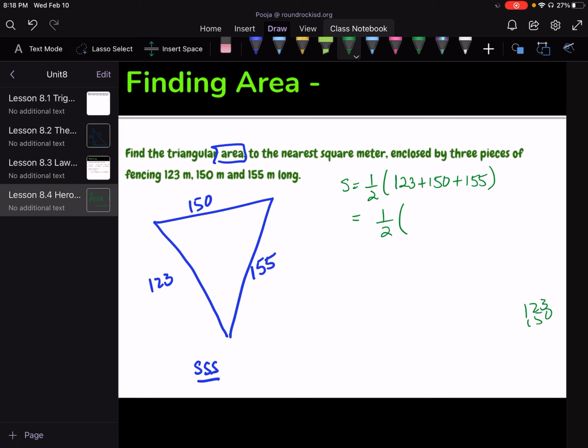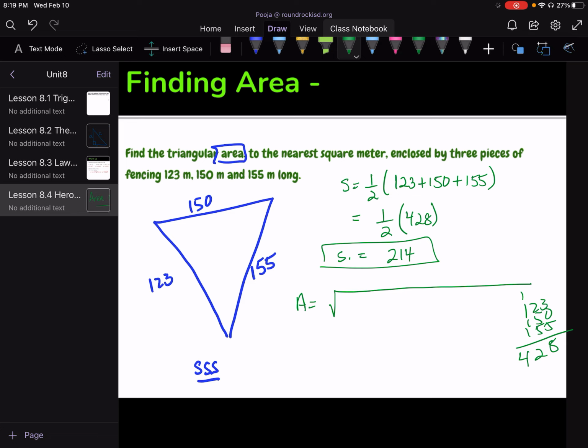123, 150, 155, that adds up to 428, and half of that will be 214. Once I have figured out S, then we can substitute it in step number 2 in Heron's formula. Don't forget, the first number is S, then we have S minus the first side. It doesn't matter which one you consider the first side, the second side, or the third side. Minus 150 times 214 minus 155.